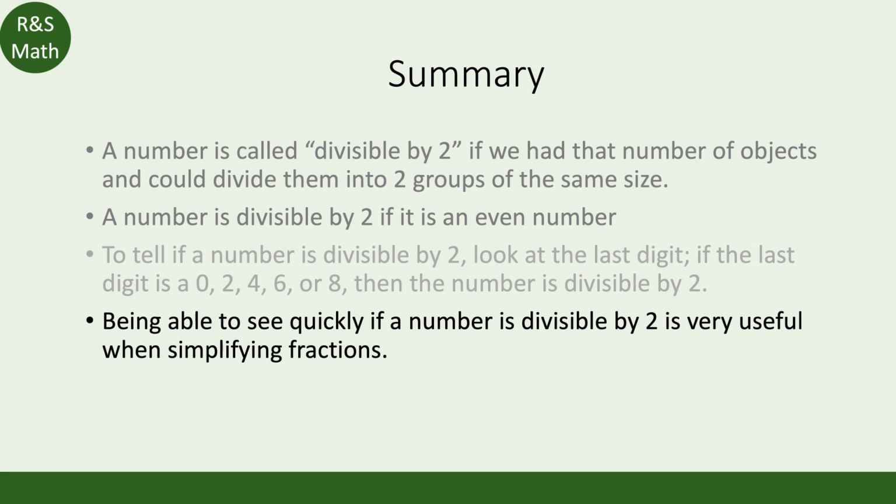So it is important to remember that the way to tell if a number is divisible by 2 is to look at the last digit. If the last digit of the number is a 0, 2, 4, 6, or 8, then the number is divisible by 2. If the last digit is anything else, then the number is not divisible by 2.